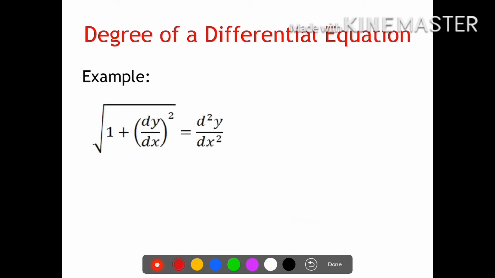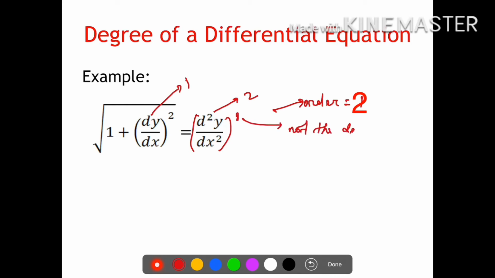Let us take one more example. The square root of (1 + (dy/dx)^2) is equal to d^2y/dx^2. Here we can't find the degree directly. For the order, this term is differentiated 2 times and this term is differentiated 1 time, hence the order of this differential equation is 2. And its power is what? 1. But this 1 is not the degree of the differential equation.